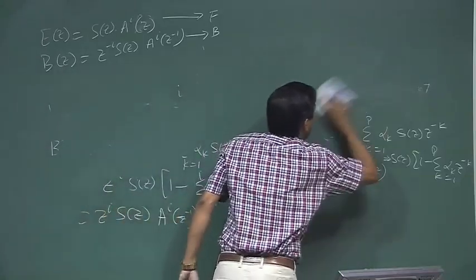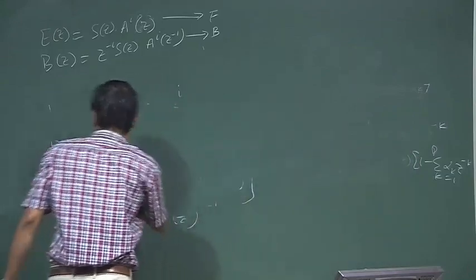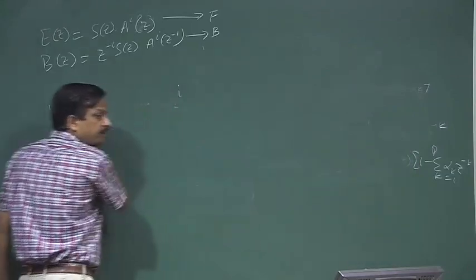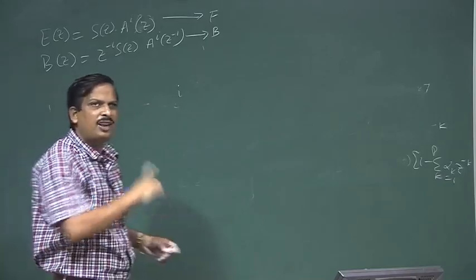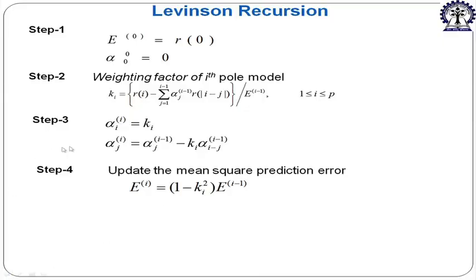Now think about the Levinson recursion. What does the Levinson recursion say? In Levinson recursion, I am not explaining on the board, it is written in the slides. If you see, step 1, the 0th order predictor is nothing but R0, so alpha 0 0 is equal to 0. Then you know that there are 3 iterations: one is the weight factor, the ith pole model K_i, then alpha i i is equal to K_i, then alpha j i is updated by iteration, then update the mean square error. So those are the steps used in Levinson recursion.